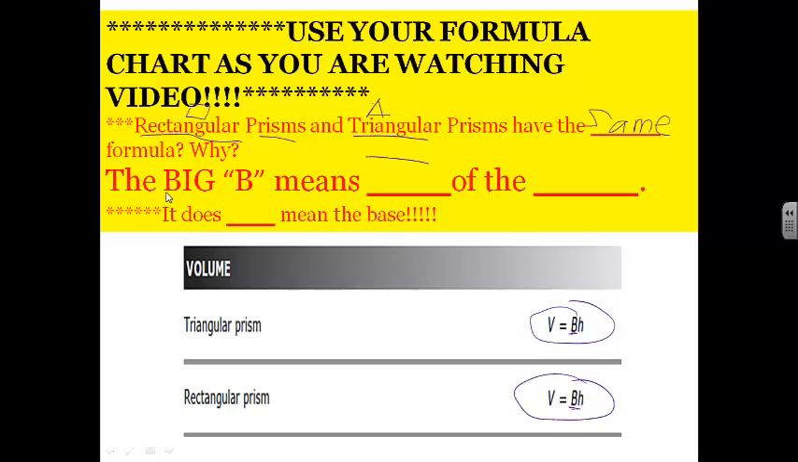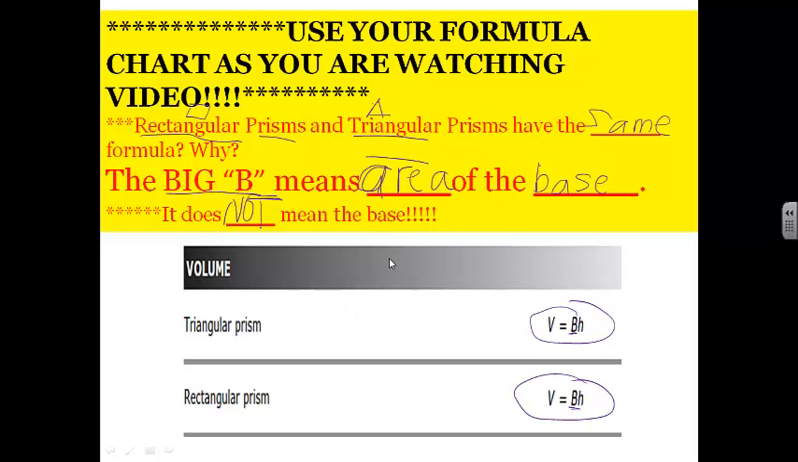So the big B doesn't really mean base. It means the area of my base. So you have to see what your bases are and then find the area. And remember the activity we did today in class? This will definitely help you on your assignments if you know the why behind it. So the big B means the area of the base. It does not mean just the number down there. You have to get the area of the base and then multiply it by the height of the whole 3D figure.